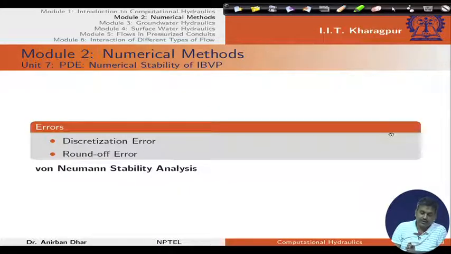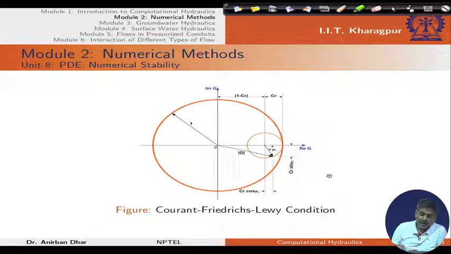In unit 7, we discussed partial differential equations and numerical stability of initial boundary value problems using von Neumann stability analysis, and we have also considered discretization error and round off error during this stability analysis. And on numerical stability of PDEs, we have seen what the CFL condition, or Courant-Friedrichs-Lewy condition, is.